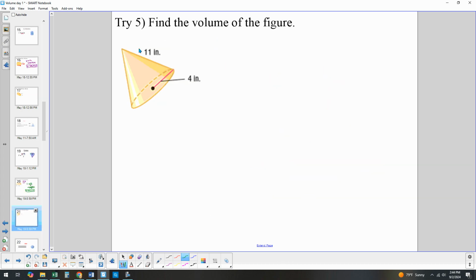So you're going to try this one. Please note that 11 is the slant height. You need to find the actual height to do this problem. So if you'd like to pause, give it a shot. Answers are posted online.